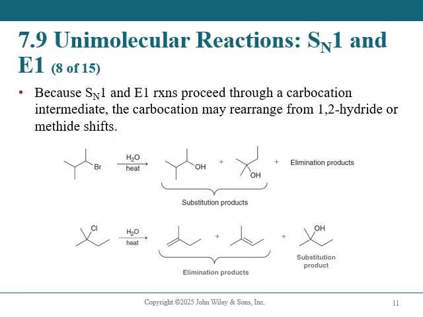Because SN1 and E1 reactions proceed through a carbocation intermediate, the carbocation may rearrange through a 1,2 hydride or methide shift. So it may move a little bit, either a hydride, that's a hydrogen with a negative charge, or a methide, which is a methyl group, again with its own electrons, to form whatever is most stable in that step where it's a carbocation, and then proceed through the substitution or elimination.